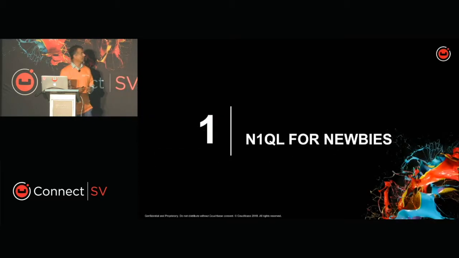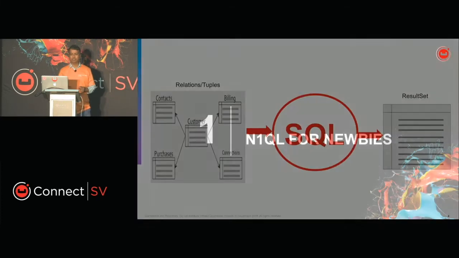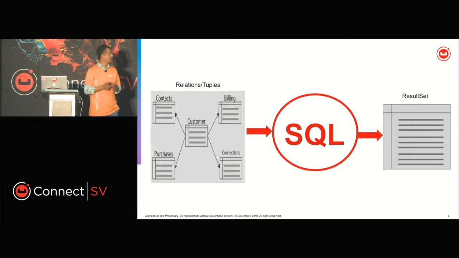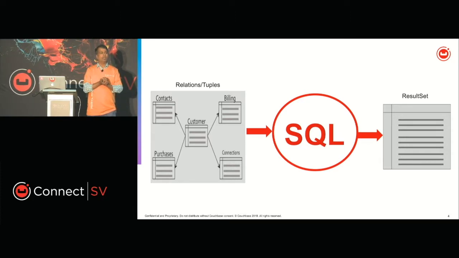Okay, so Nickel for newbies. At its core, what does a SQL engine do? It takes sets of relations as input, and using the given statement, whether it's insert, update, select, merge, or whatever statement, it processes that set of relations and gives you back another relation as output. That's what a SQL engine does.